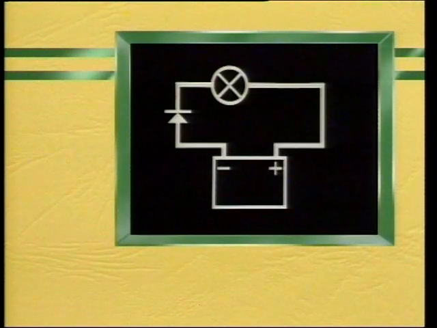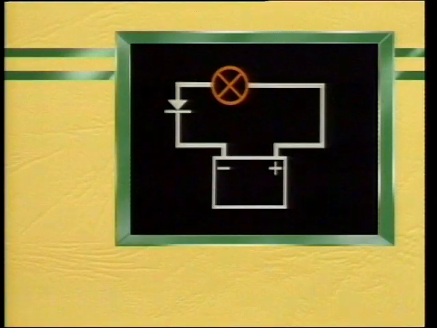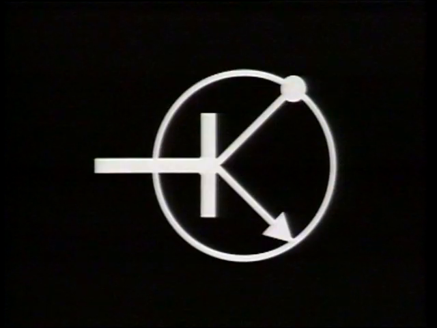Current will only flow through the diode in the direction of the arrow. Look at this last circuit. Will the bulb light? Yes, the current will flow through the diode in the direction of the arrow. The bulb will light. A transistor, like a relay, can be used as a switch.